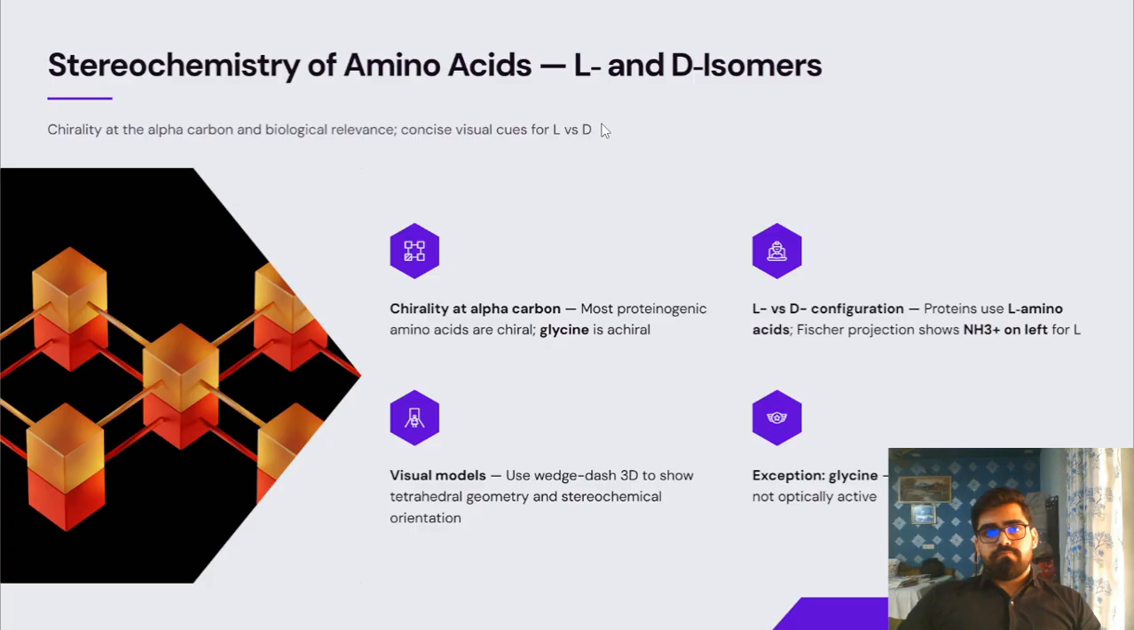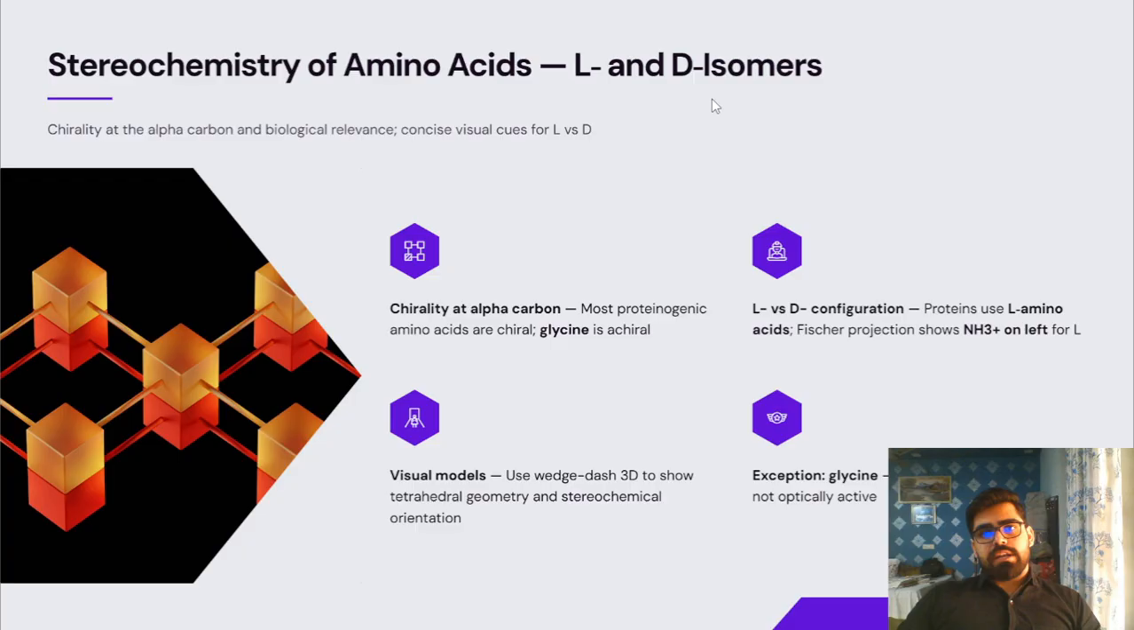These are nothing but the rotation. L stands for levorotatory and D stands for dextrorotatory. It is just a simple concept: if a compound has a chiral carbon, it will always rotate on either side. So glycine is the only exception, as we can see, because it is not optically active. So what does chirality at the alpha carbon mean?